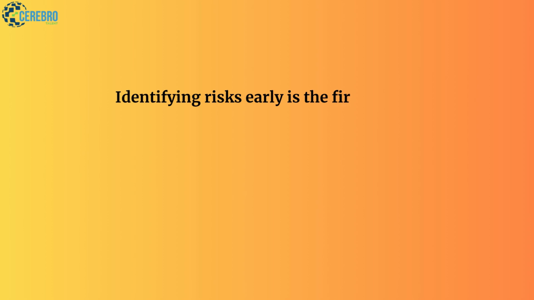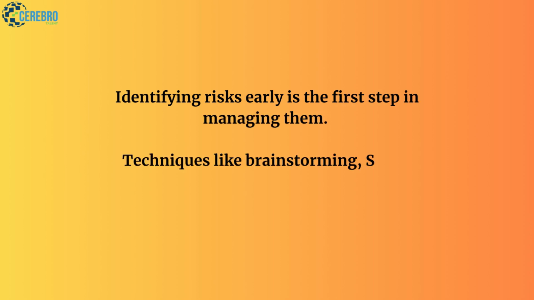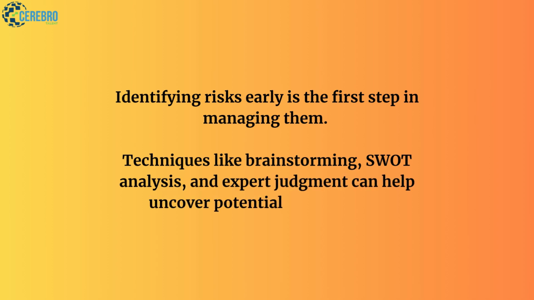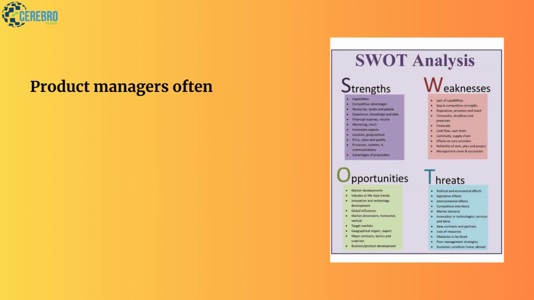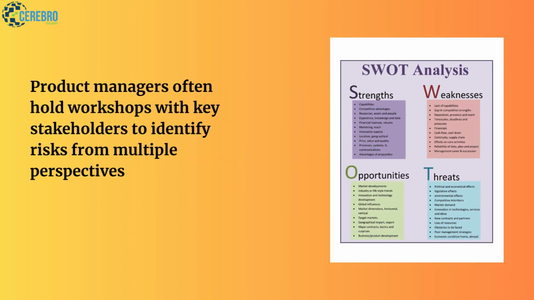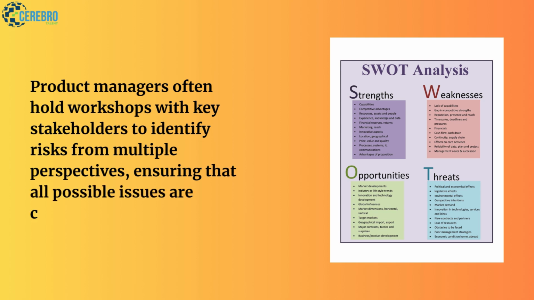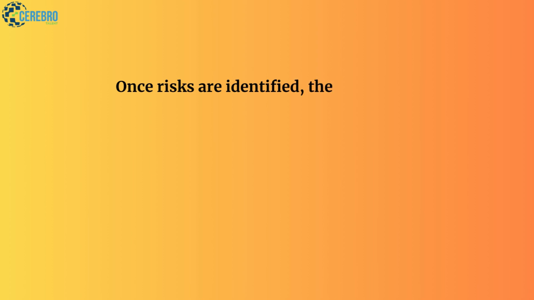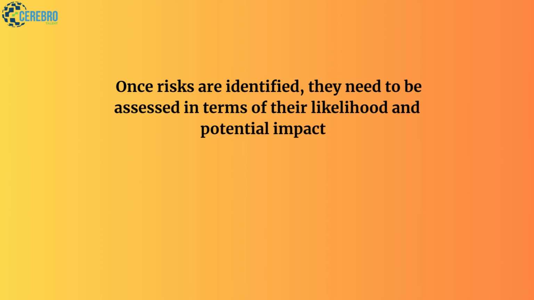Identifying risks early is the first step in managing them. Techniques like brainstorming, SWOT analysis, and expert judgment can help uncover potential project risks. Product managers often hold workshops with key stakeholders to identify risks from multiple perspectives, ensuring that all possible issues are considered. Once risks are identified, they need to be assessed in terms of their likelihood and potential impact.